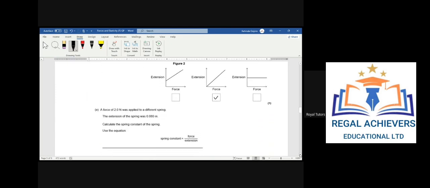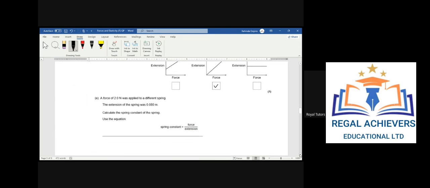All right, so we now have a question. They say a force of 2.0 Newton was applied to a different spring, and the extension of the spring was 0.080 meters. Calculate the spring constant of the spring, and you are asked to use this equation. Since the force is given as 2 Newton and the extension is given as 0.080, if you divide this, that will give you 25 Newton per meter. It's as simple as that.